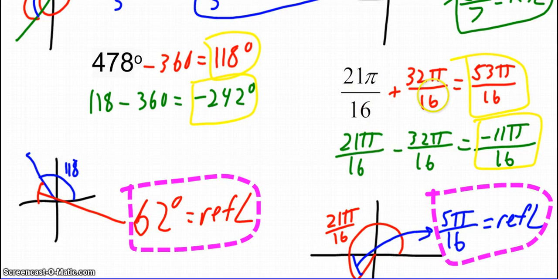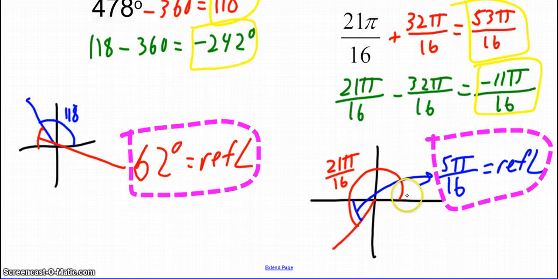21 pi sixteenths, add 2 pi, I get 53 pi sixteenths. That is a positive coterminal angle. Subtract 2 pi, I get negative 11 pi sixteenths. That is a negative coterminal angle. I drew in 21 pi sixteenths. Here is the reference angle. That is 5 pi sixteenths.